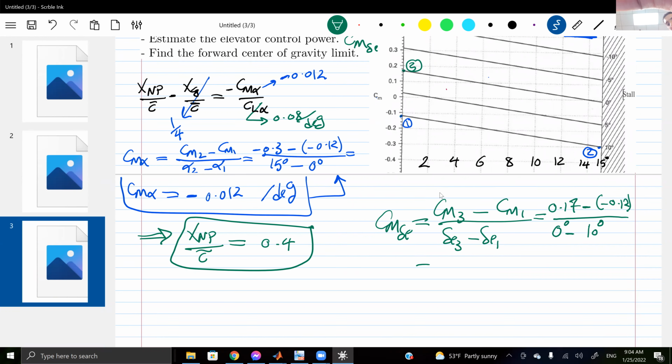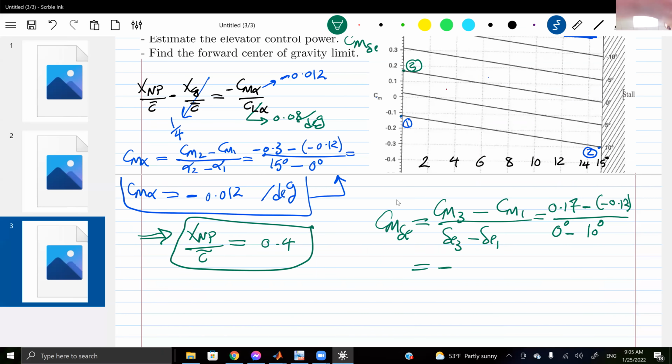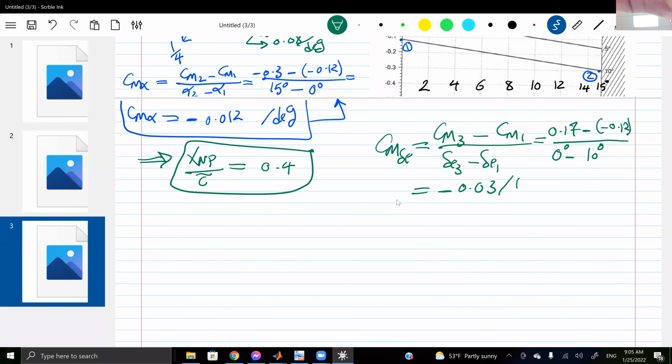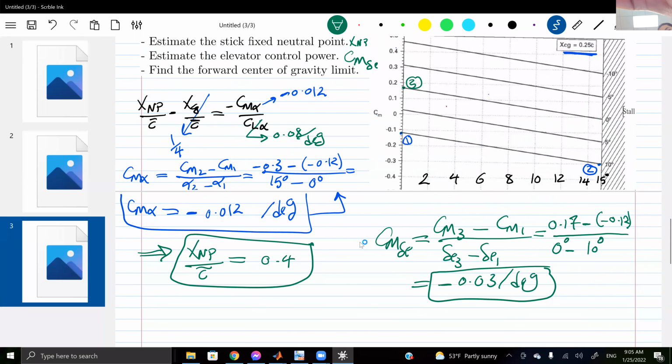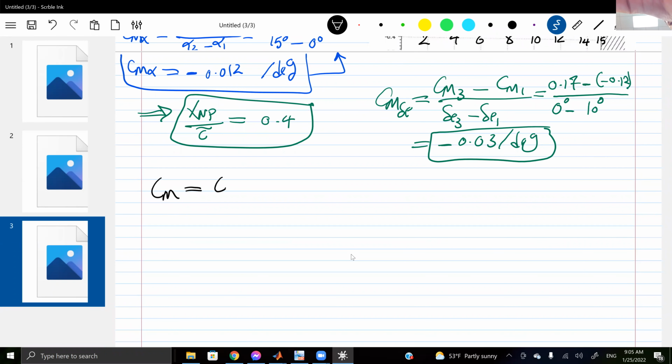So from here we get CM delta elevator. It's typically negative. And what is the unit of it from here? Per degree. Per degree, very good. So CM delta elevator is negative 0.03 per degree. We got the elevator control power. So for each 1 degree of elevator, we will get 0.03 pitching moment for the airplane. Fine. And just to complete the characteristics, if I really want to reproduce this figure as an equation, CM is CM zero plus CM alpha alpha plus CM delta delta, right? This figure really corresponds to this equation.